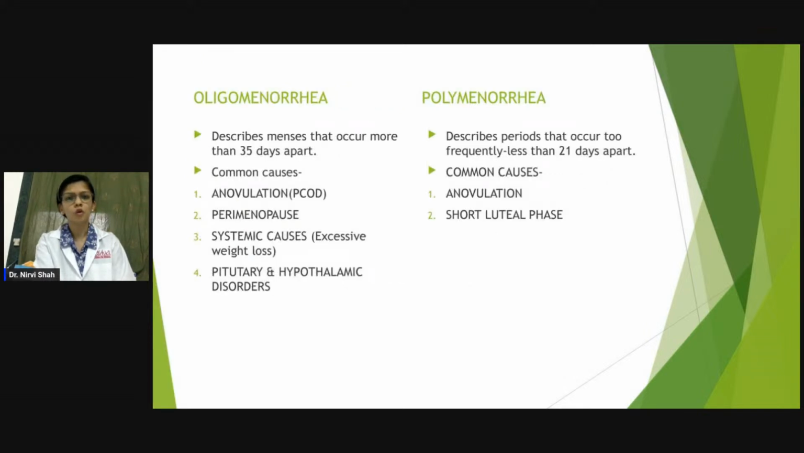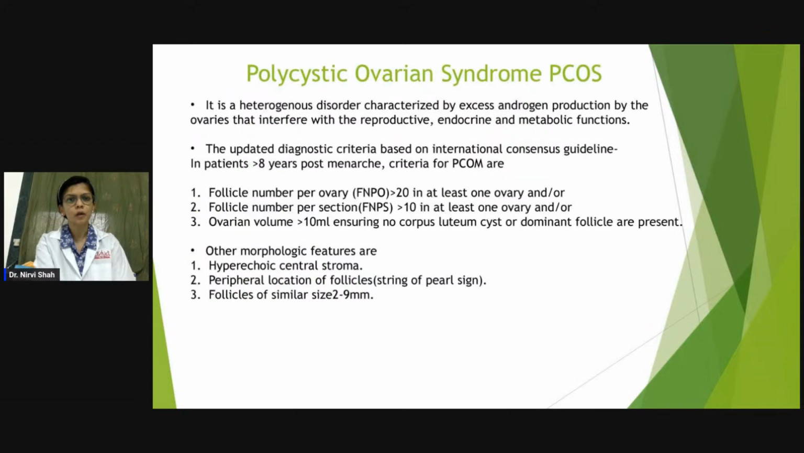First we'll look at oligomenorrhea and polymenorrhea. The most common cause of oligomenorrhea and polymenorrhea is anovulation, where the most common one is PCOD. PCOD is one of the things that we can see on ultrasound very well. It's a heterogeneous disorder, characterized by excess androgen production, and it interferes with the reproductive, endocrine, and metabolic functions.